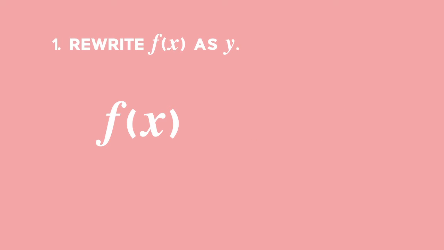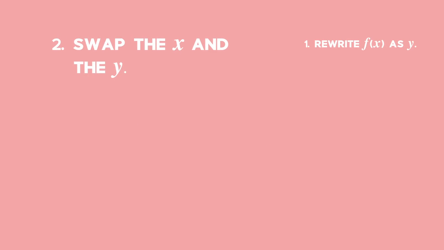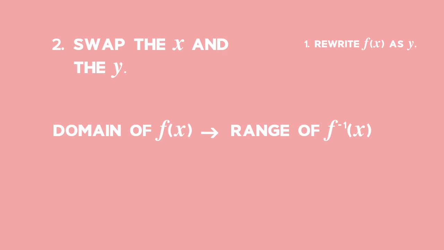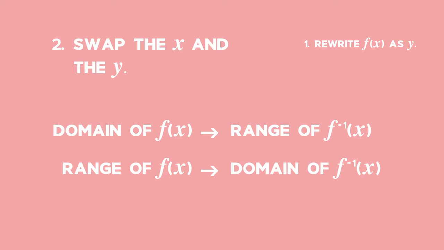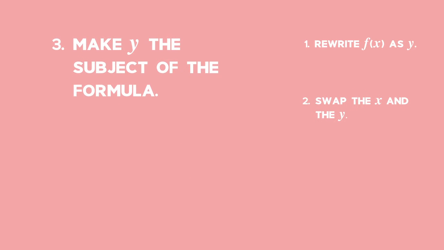First, let's write f of x as y. In other words, replace f of x in the formula with y. Second, swap the x and the y in the formula. This step is important. What you are doing is interchanging the domain and range. The effect is that the domain of the function becomes the range of the inverse function, and the range of the function becomes the domain of the inverse function. Lastly, make y the subject of the formula.